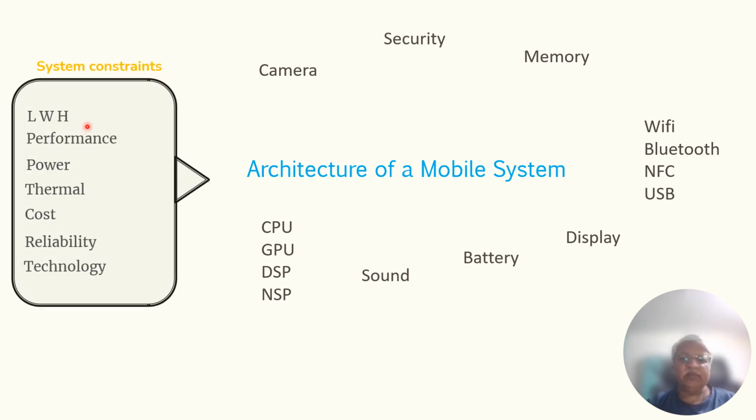That means, like, the dimensions of the mobile phone should not be more than so and so. It should also perform at so and so gigahertz of frequency, and it should be consuming very less power. Similarly, thermal considerations, and cost should not be too high, it should be less than, say, $300. And reliability and the technology is slightly debatable, but I am saying that if you need high performance and low power, you need to go to the latest technologies. So all these are constraints.